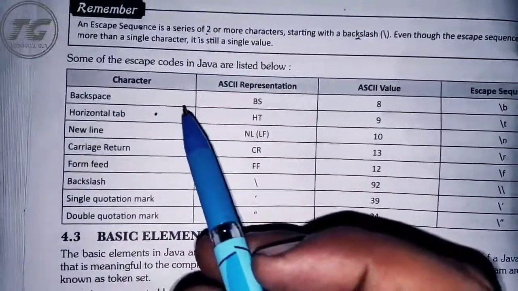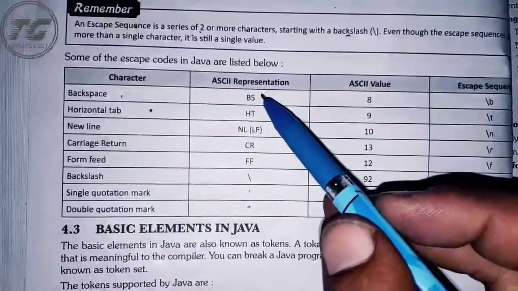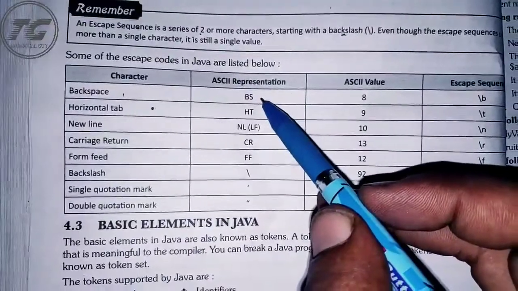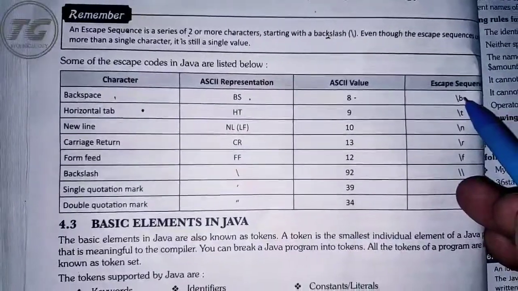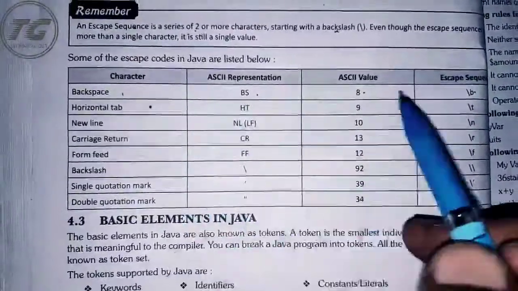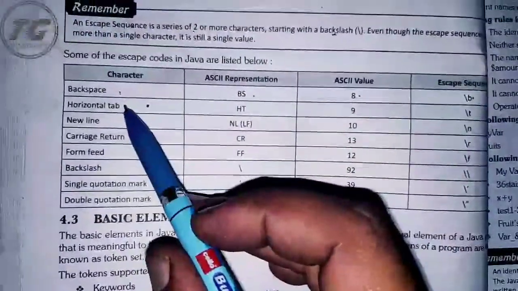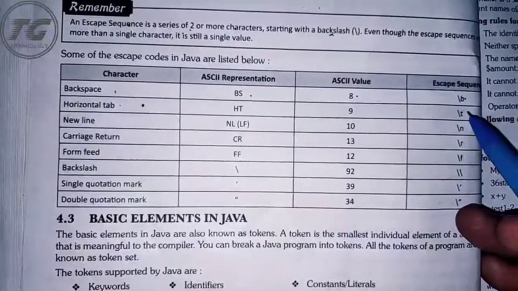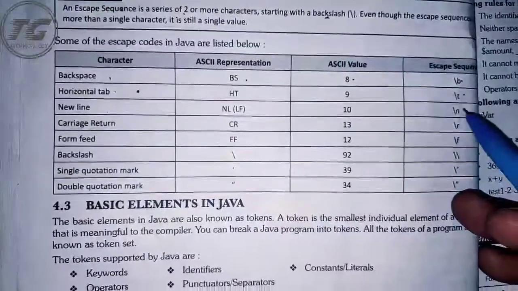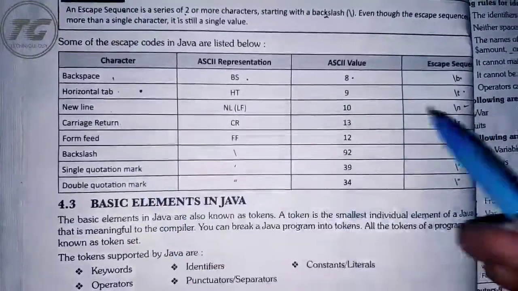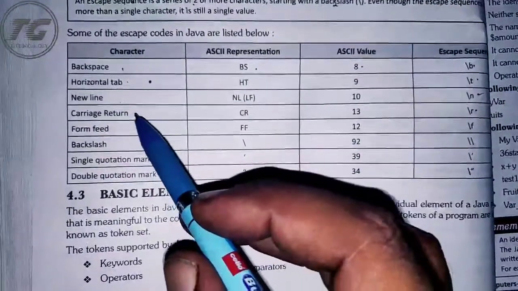So here we have some escape sequences. First we have the backspace. The ASCII representation is given here, BS, backspace. The ASCII value for this is 8, and backslash b is used for backspace, as you use this key on the keyboard. Then we have the horizontal tab, backslash t. It will give a tab space of 8 characters. For new line we have backslash n. For carriage return we have backslash r.